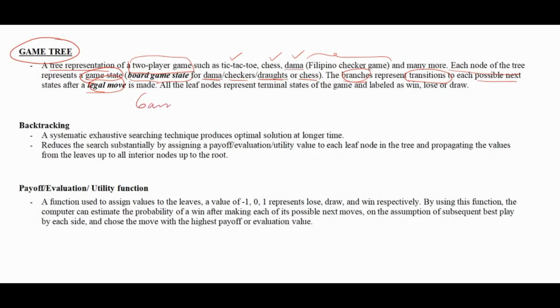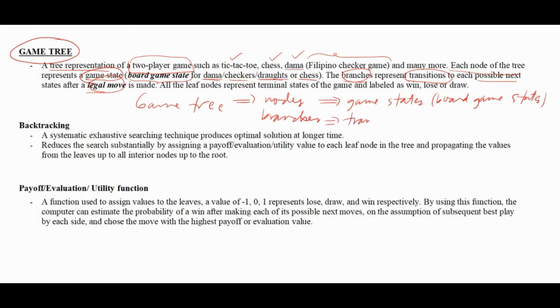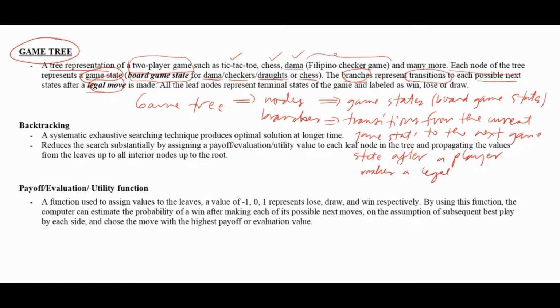So again, a game tree consists of nodes and branches. The nodes represent the game states; for board games, these are called board game states. And the branches represent transitions from the current game state to the next game state after a player makes a legal move.